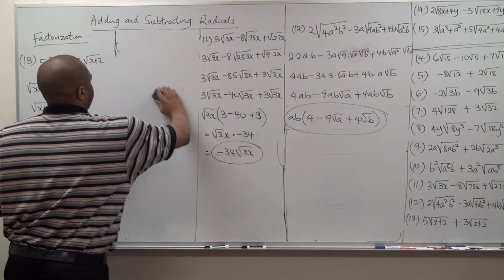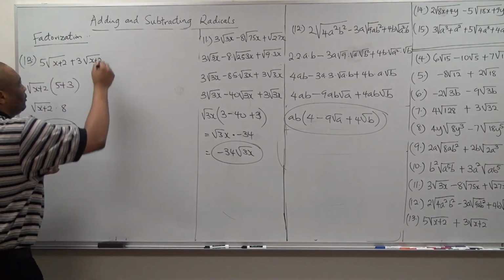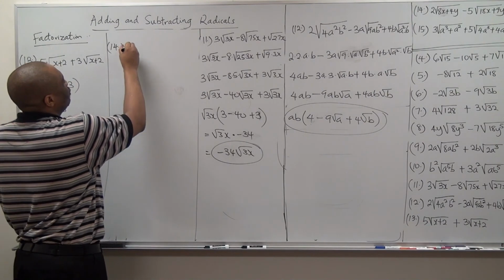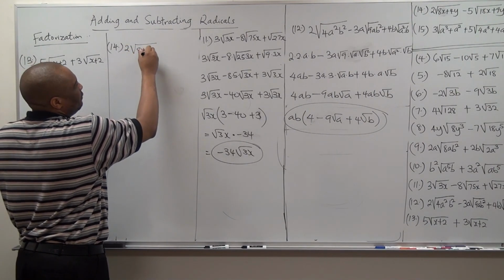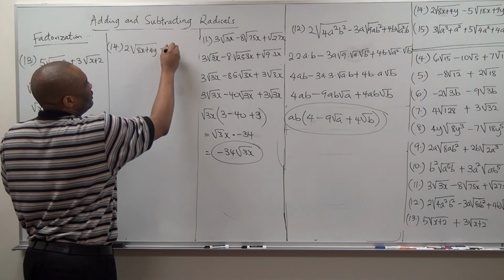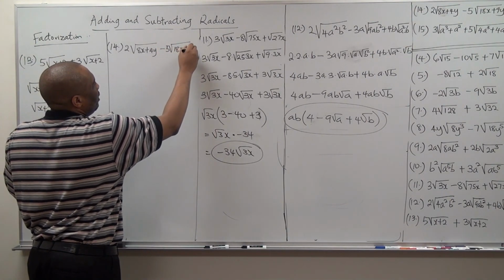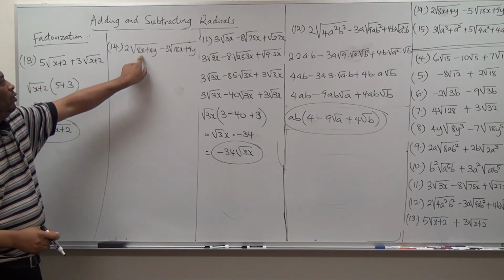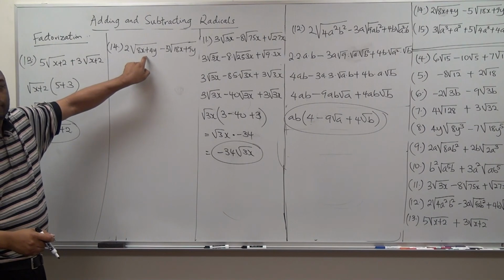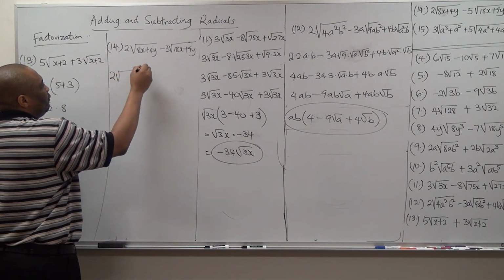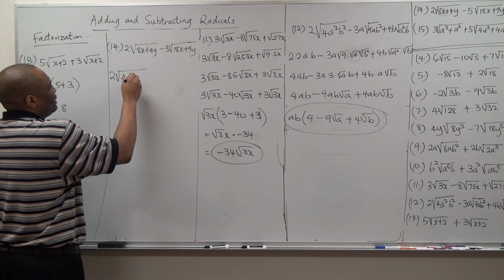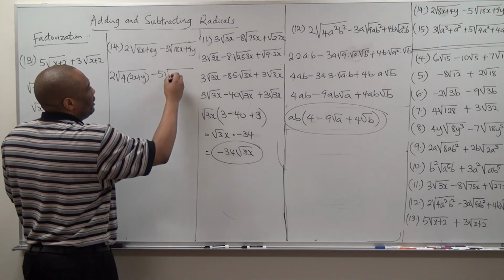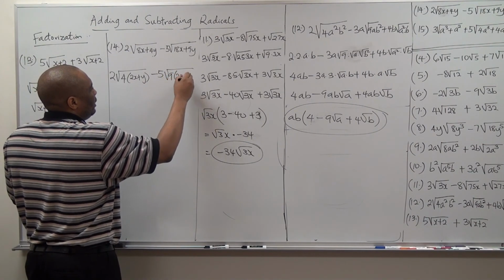Number 14. We have 2 square root of 8x plus 4y minus 5 square root of 18x plus 9y. Okay, we still have to simplify, but we have to factorize the radical. So this is 2 square root of, what is common here is 4, 2x plus y, minus 5 square root of, what is common here, 9, 2x plus y.